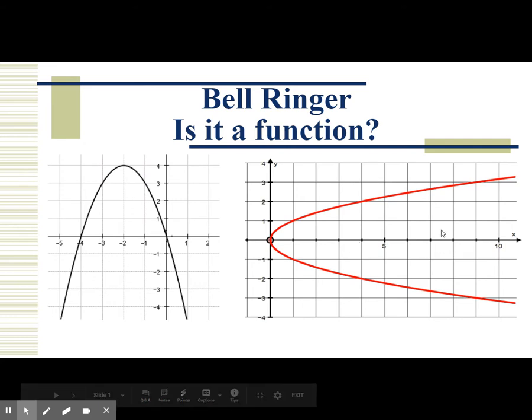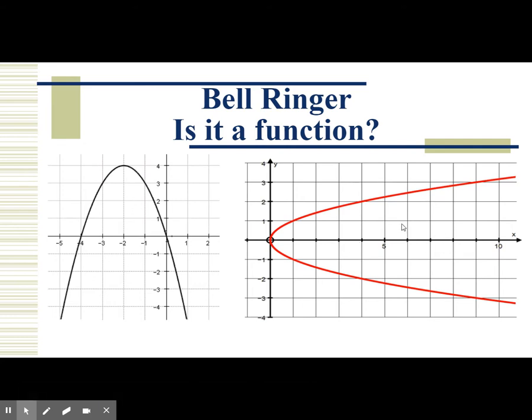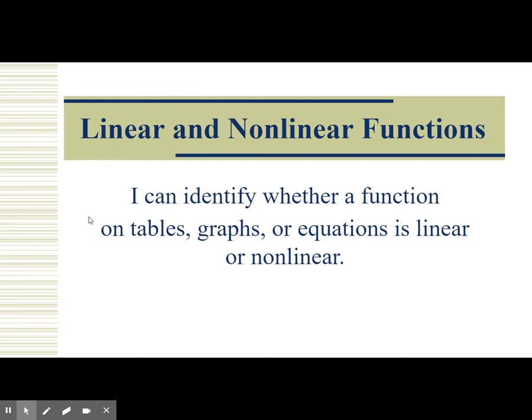What do you think about this one? Yep, should be not a function. Wherever you draw a vertical line, it hits it twice there. If I draw a line right here, it hits it once, twice. So function, not a function. So we've already talked about how to determine if a relation is a function or not.